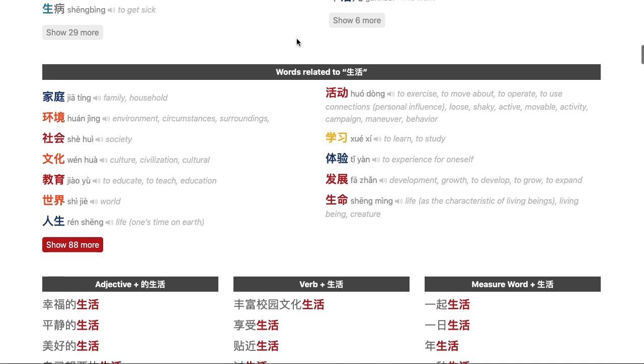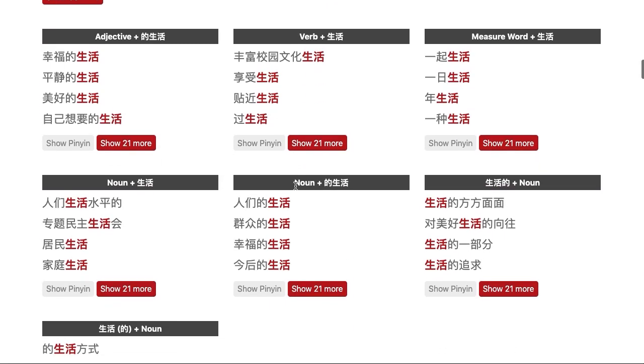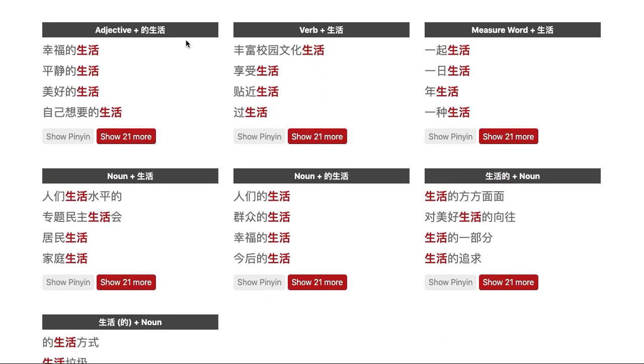Further, we can also see collocations with the word 生活. We can see that with adjective 的生活, we get words like 幸福的生活, 平静的生活, 美好的生活, right? Happy life, quiet life, a beautiful life, right? Life that you want, 自己想要的生活, etc.